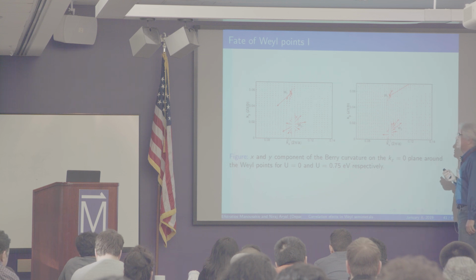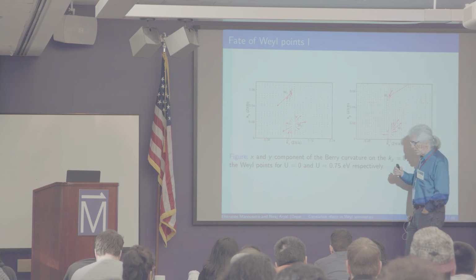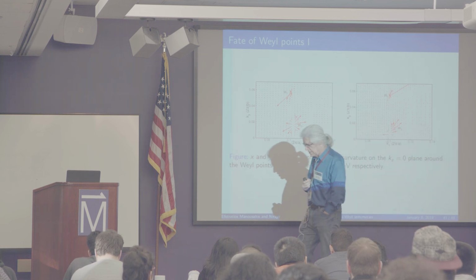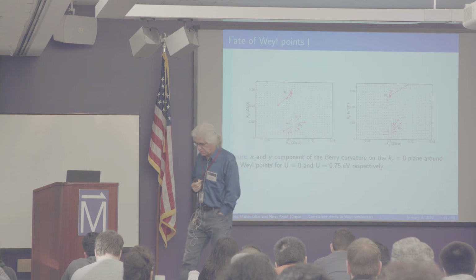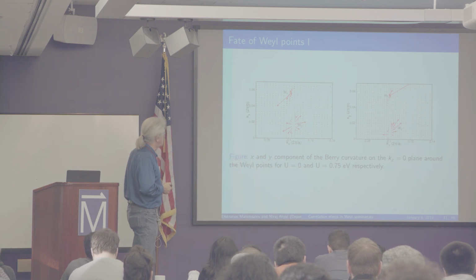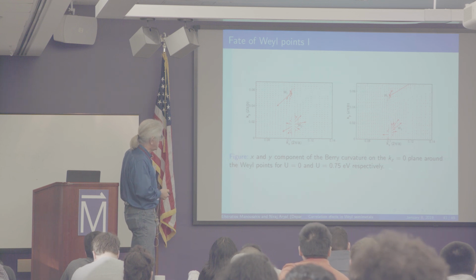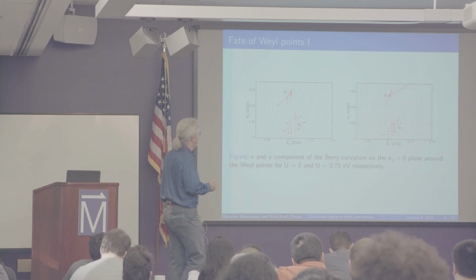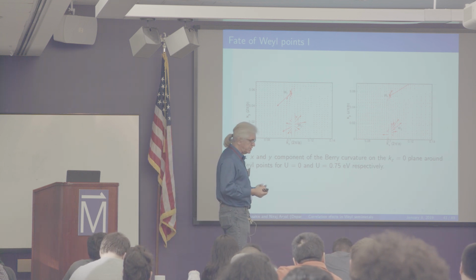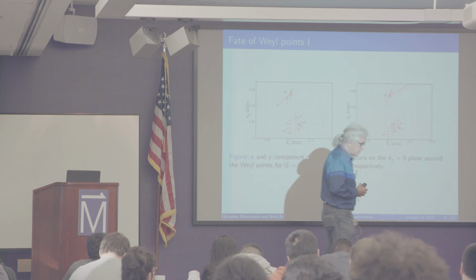So in order to be able to see if they survive or not, you have to figure out the fluxes of the Berry phase, and you have to figure out the sources and sinks, and those are this W1 and W2 on the k equals 0 plane. For some values of U here, just schematically for U equals 0 and some finite value of U, you see that these Weyl points move. They move.